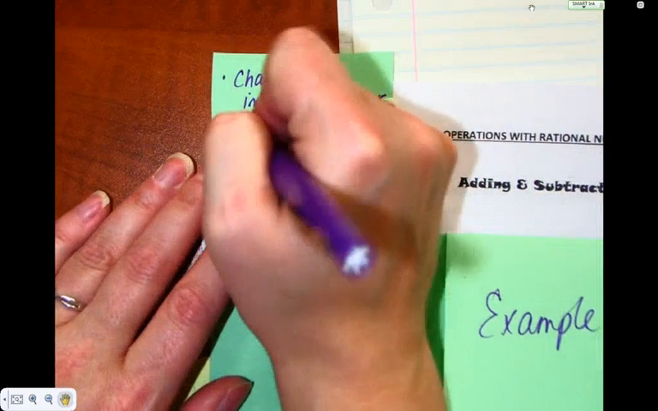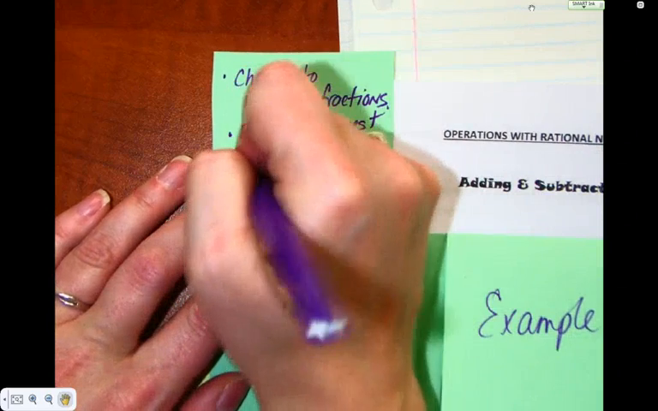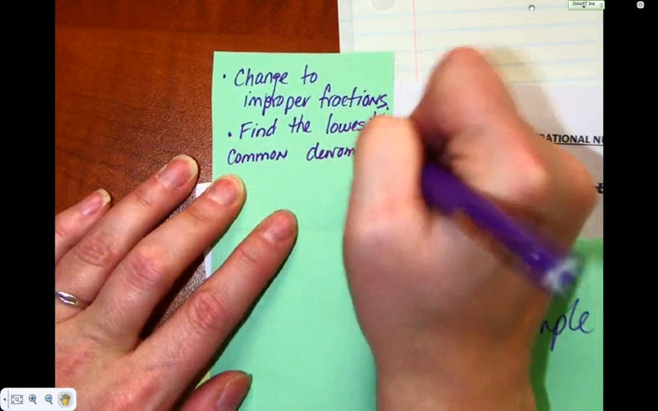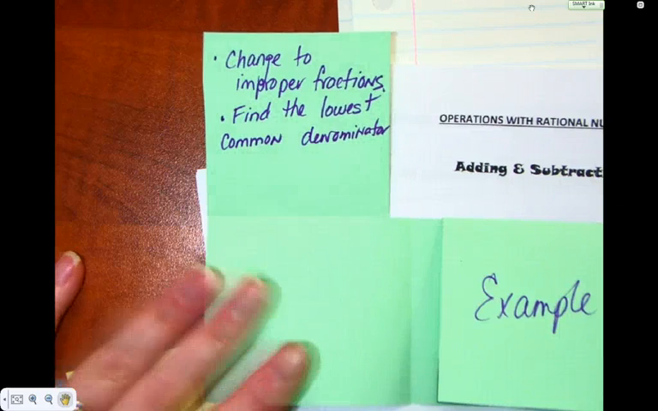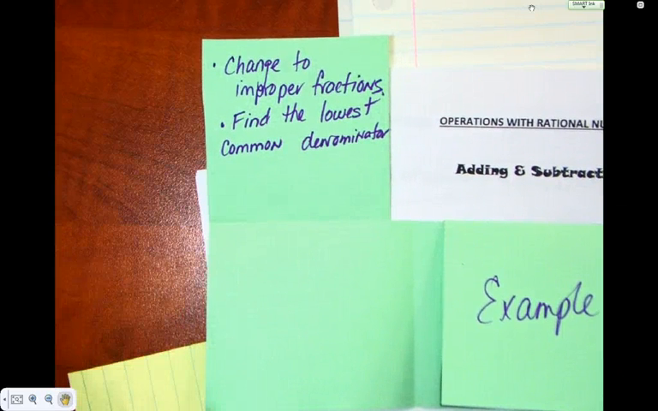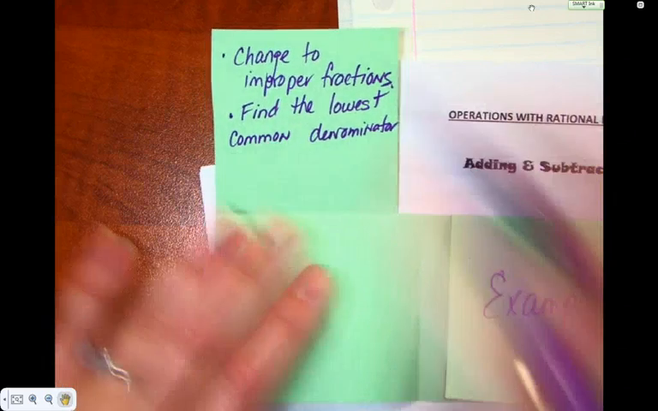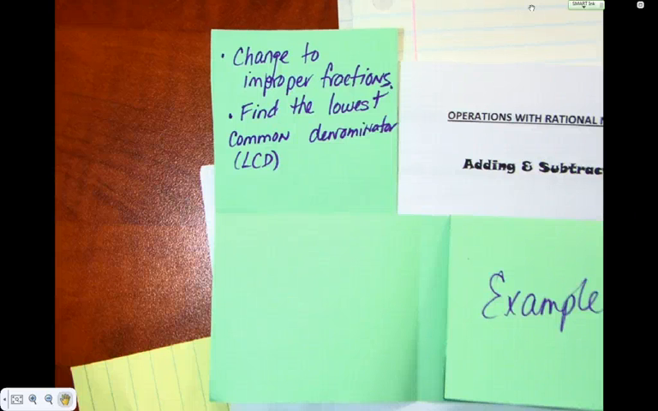Number 2, find the lowest common denominator. What do we call the lowest common denominator for short? You probably heard it last year. It's a really obvious acronym. LCD. Not like the monitor of your computer. That's an LCD monitor. It's lowest common denominator. Liquid crystal display, but I don't know if that's right. I just have that in the back of my head somewhere. Google it after and let me know.